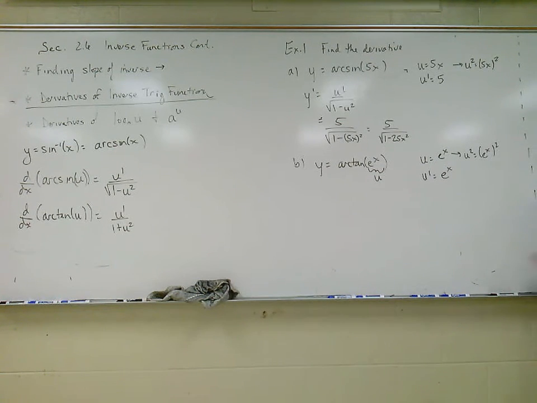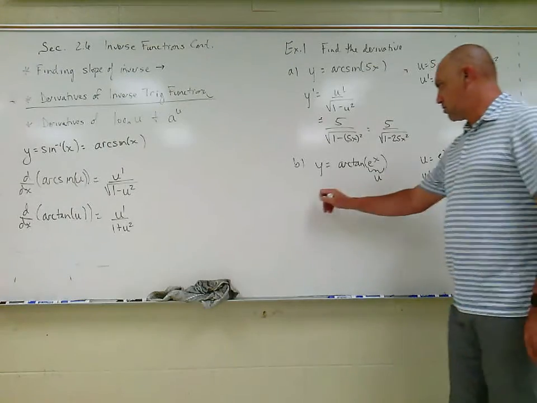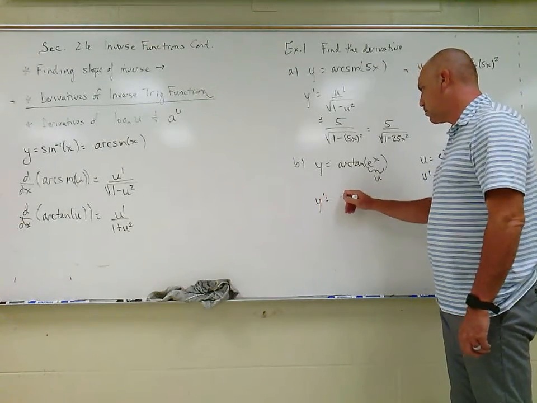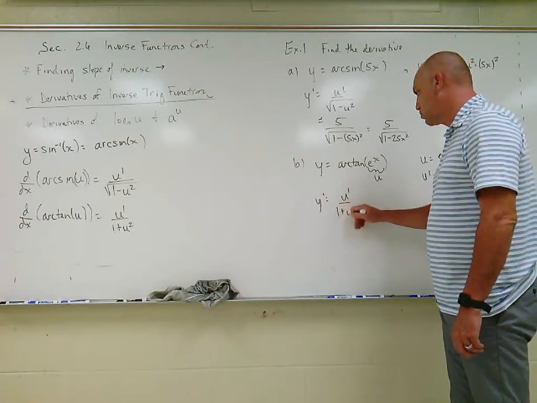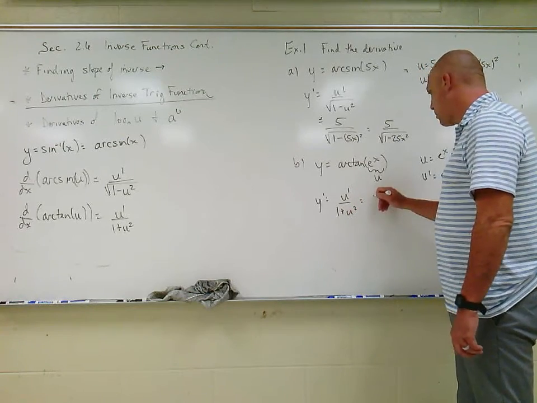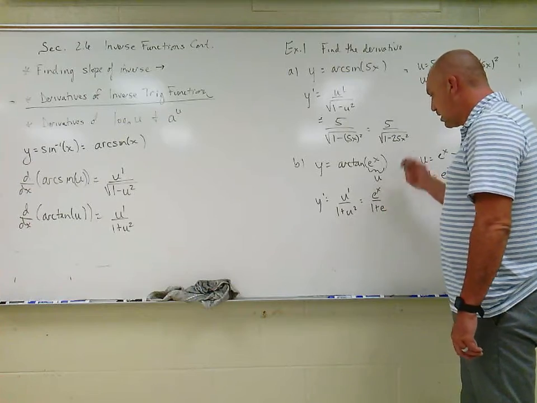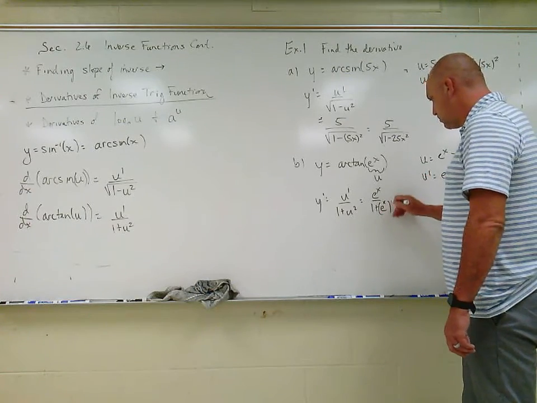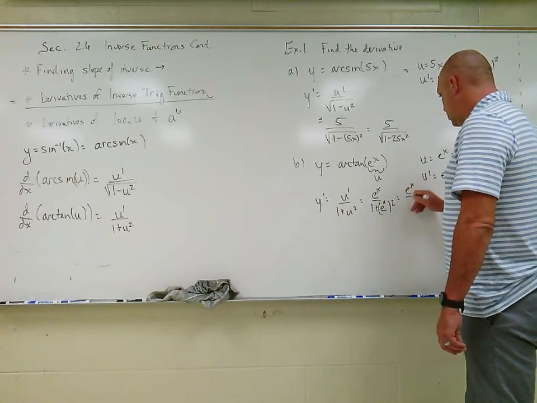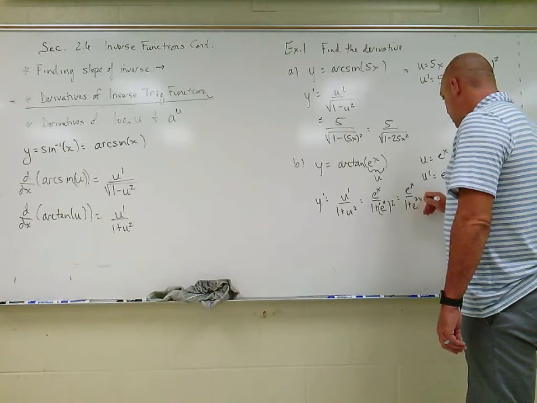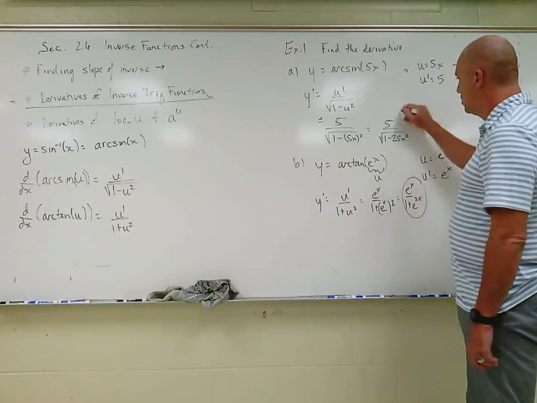And then I just substitute these two in. So I would write my derivative rule out, u prime over 1 plus u squared. In place of u prime, I put e to the x over 1 plus e to the x quantity squared, which is e to the x over 1 plus e to the 2x. And that's my answer.